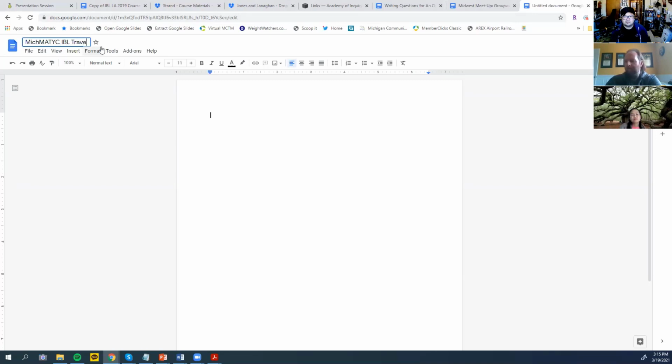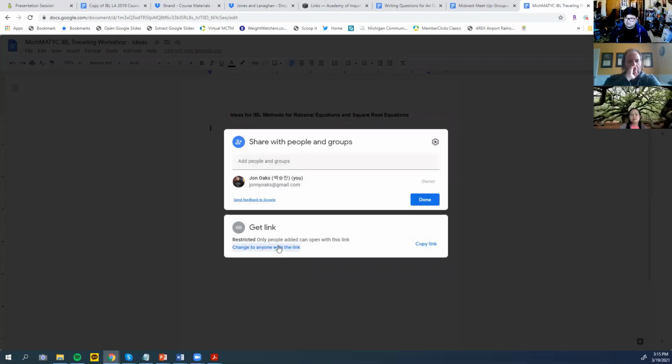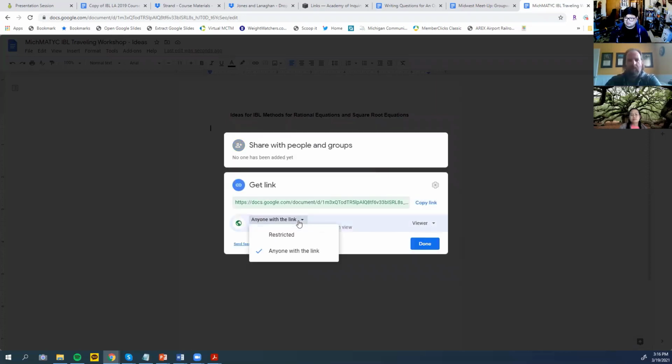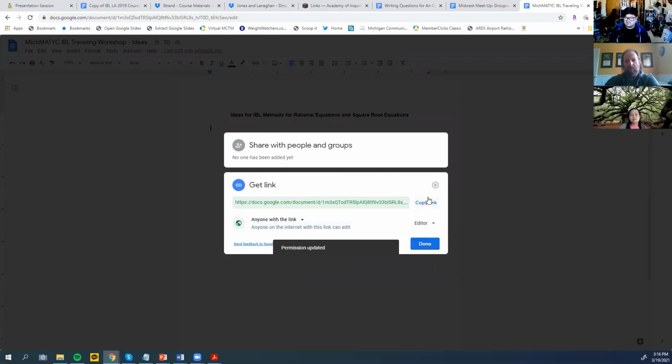Okay, so this is going to be our ideas for IBL methods for rational equations and square root equations. I'll put the link in the chat. We're doing this as we go, because I didn't know what topic we would want to talk about.